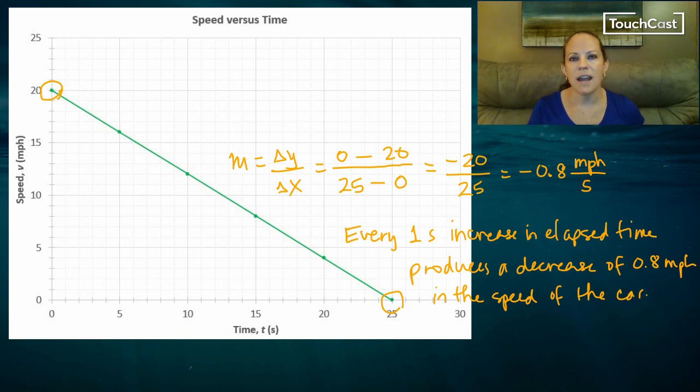And this idea of the rate of change of the speed of a car is actually called acceleration. You'll learn there's a little bit more to it when you actually study this, but for right now, this is clear enough. So our slope tells us about the idea of acceleration.